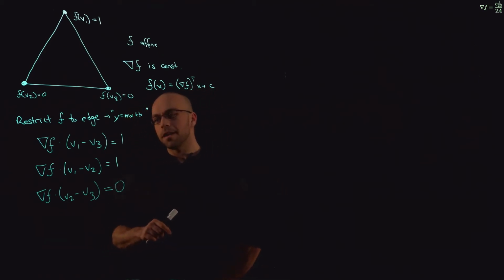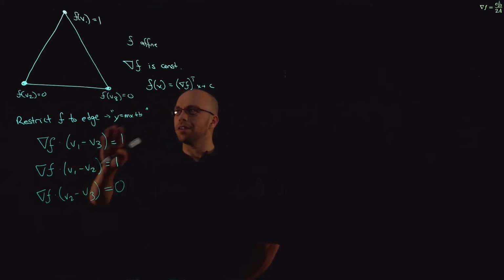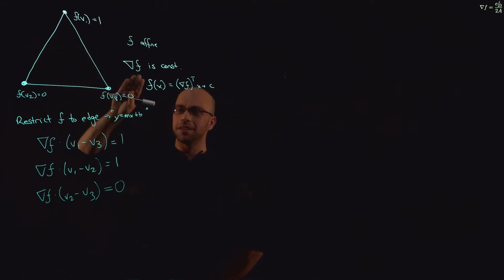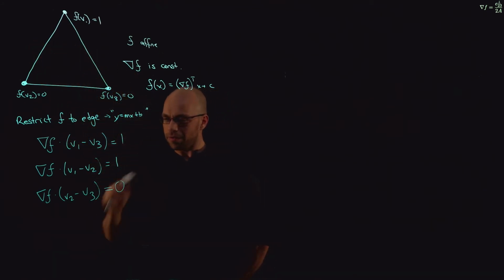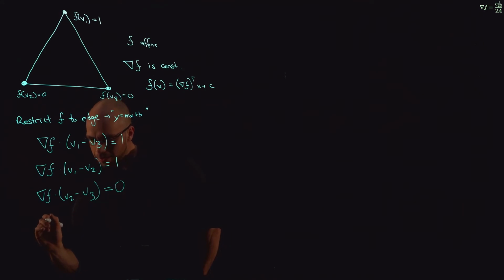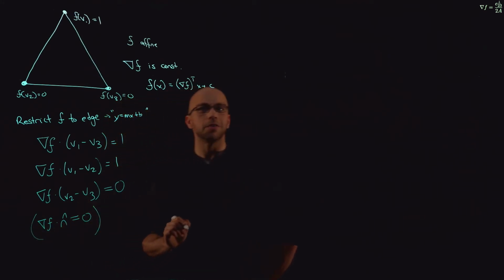Okay. And by the way, our gradient we're going to think of as a tangent vector. So if our triangle had a normal out of the plane, then we could say gradient of f dot product the unit normal to our triangle is equal to 0. That's not going to matter a whole lot. We're just going to do two-dimensional calculations for now.